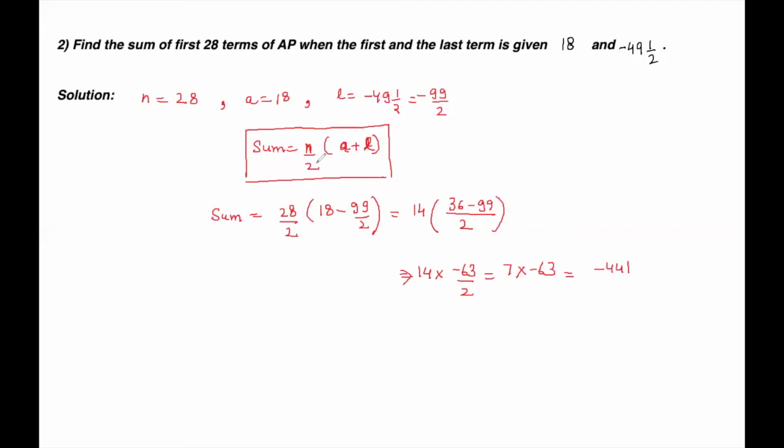Fine. So the sum of the first 28 terms of an AP when the first and the last term are 18 and minus 49 1 by 2 respectively would be minus 441. Okay. So remember this formula. It will be very useful to you all. Okay. So let's move on to the next question now.